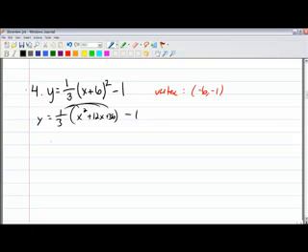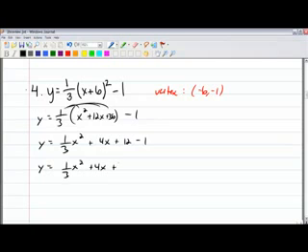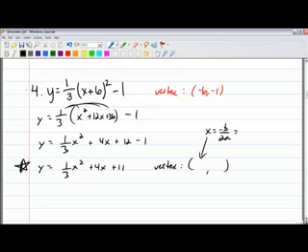Distribute the 1/3 through. You get y equals 1/3 x squared plus, well, what's 1/3 of 12x? That's 4x. What's 1/3 of 36? That's 12. Combine like terms. 1/3 x squared plus 4x plus 11. Alright, so now we're working with standard form. If you want to find the vertex, that x coordinate is negative b over 2a. Well, our b value is 4, so negative 4 divided by 2 times a, and a is 1/3.